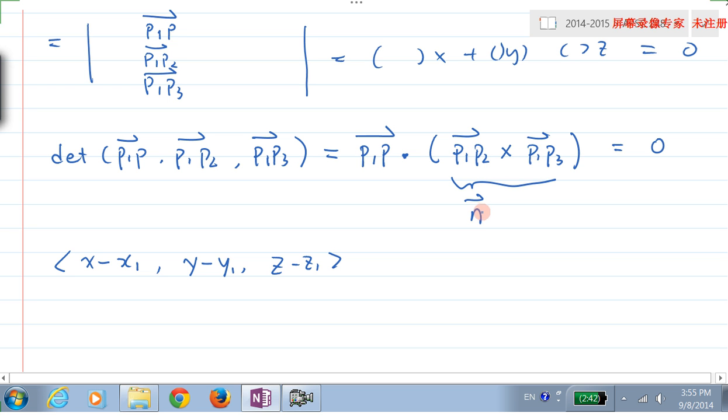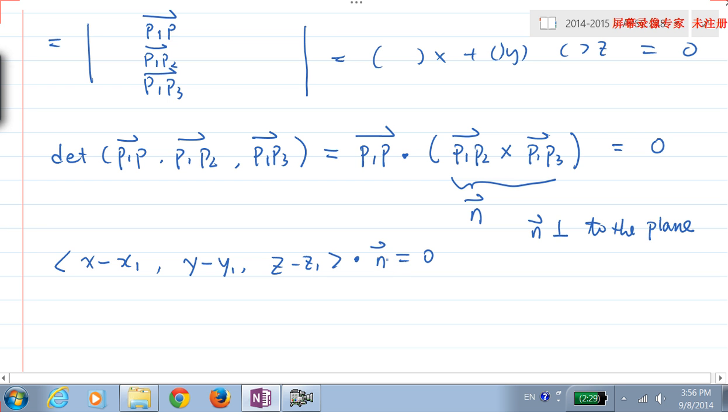And remember the nature: this vector is perpendicular to the plane you are looking for. So n is perpendicular to the plane, and then we dot this n with this, equal to 0. Also, the n here is a known quantity because we know what P1, P2, P3 are, so we can get this n.